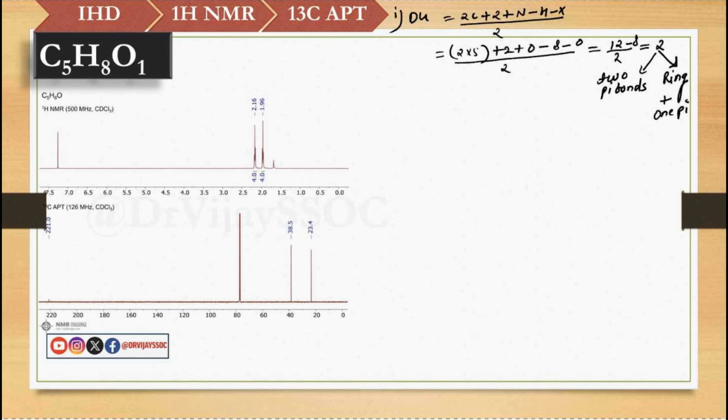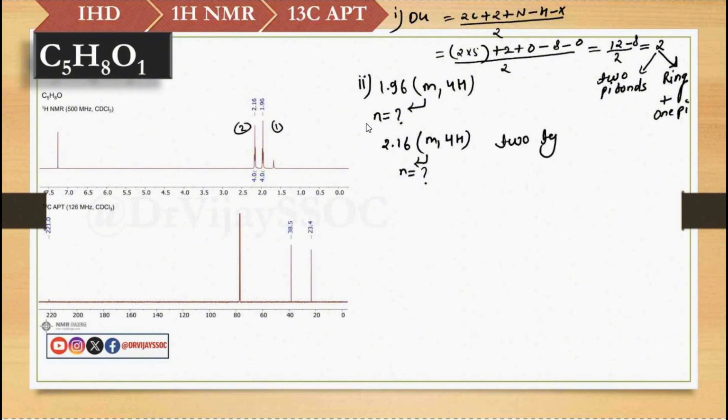Now we will look at the 1H NMR. The 1H NMR looks very symmetrical. At 1.96 ppm there is a multiplet corresponding to 4 hydrogens, and therefore we can't determine how many hydrogens are present on the adjacent carbon. The second piece of information is the same: a multiplet of 4 hydrogens, and again it is difficult to determine the value of n. But there are only two signals, 1 and 2, so we can say that there are two types of protons.